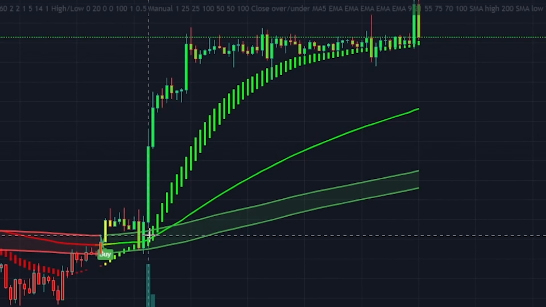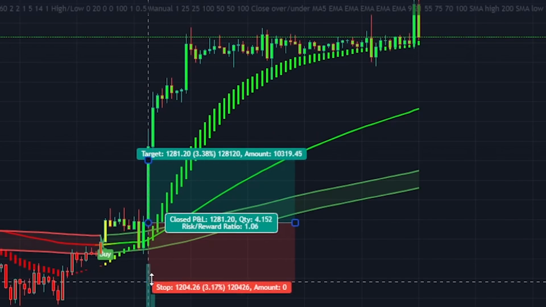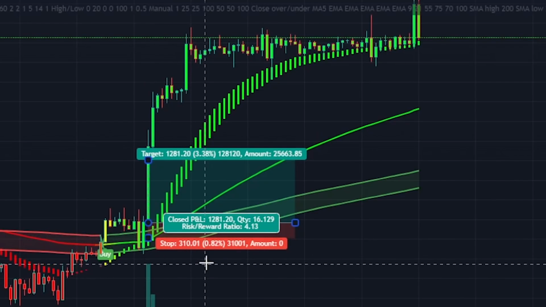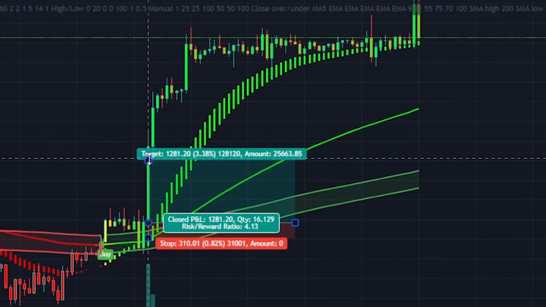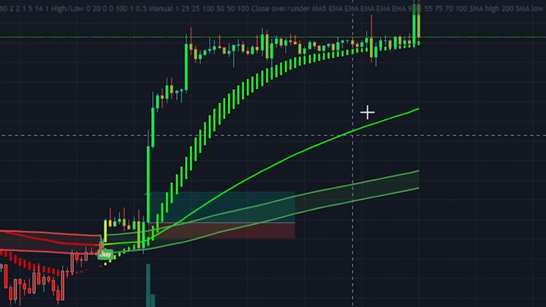So we're going to add a long just here, and our stop loss is going to be put right on that 100 EMA, which is pretty close at the moment, so just there. And we're going to be looking for a risk to reward ratio of 2. So as you can imagine, this one has 1.